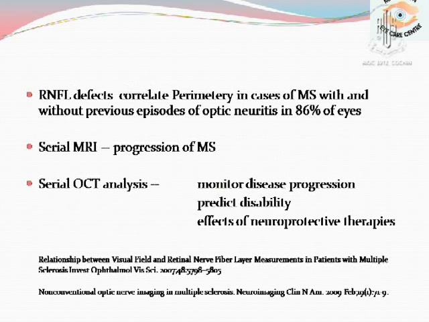Nerve fiber layer defects do correlate with the perimetry in cases of multiple sclerosis. There is a very high chance that it correlates, maybe up to 86% of cases. And in these cases, there is no episode of previous optic neuritis. Serial MRIs are usually utilized to assess the progression of MS. Serial OCTs can also help us probably monitor the disease, predict the disability, and also help us in finding out the effect of neuroprotective therapies.